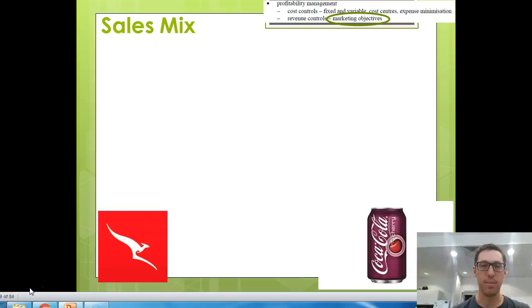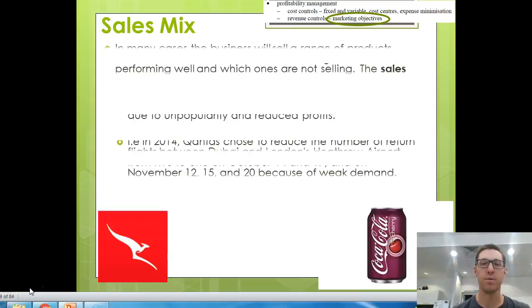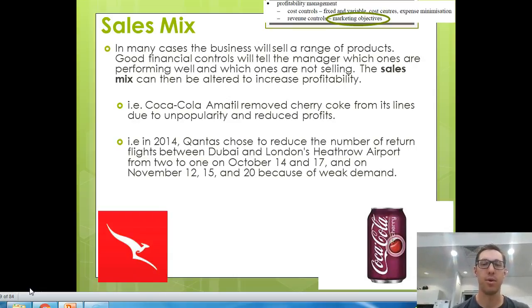Marketing objectives, one of the key parts about marketing objectives is what's referred to as the sales mix. So what is the mix of products that this particular business is offering to the general public? And if revenue isn't achieving what the business would like, does the sales mix need to be altered? So a couple of examples there. Coca-Cola a few years ago removed the Cherry Coke label from its lines because it had become unpopular and was reducing profits given the expenses involved in distributing a product such as that.